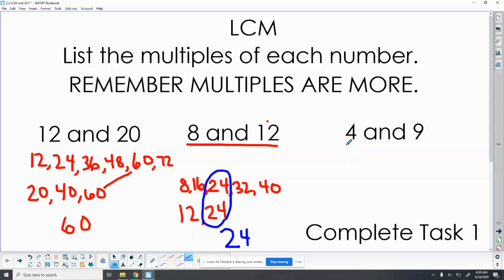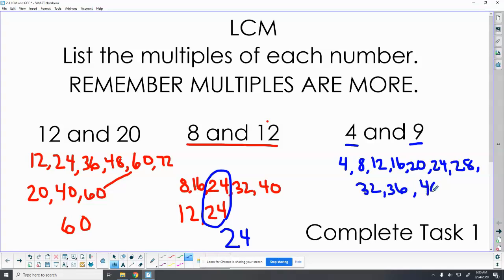Okay, go ahead and list out the multiples for 4 and 9. Pause the video, try that out, and then come back and check your work. Okay, here we have 4, 8, 12, 16, 20, 24, 28. I have to make a new line here. 32, 36, 40.